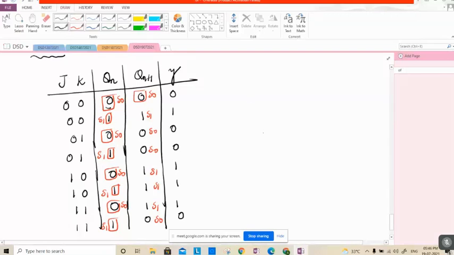Now you can name it as A, B also. S naught, S1, you can also name them A, B. Your wish. S naught and S1.